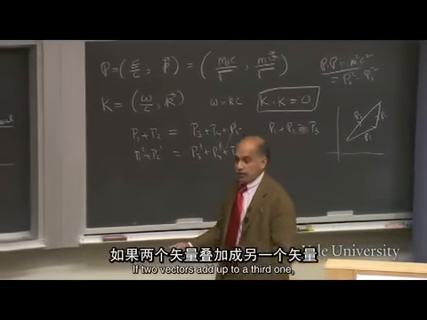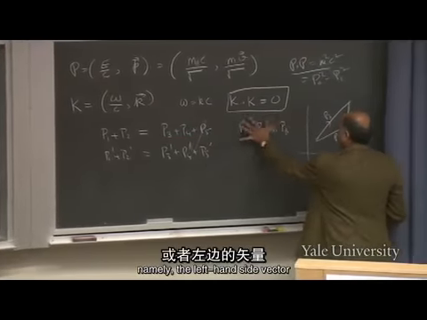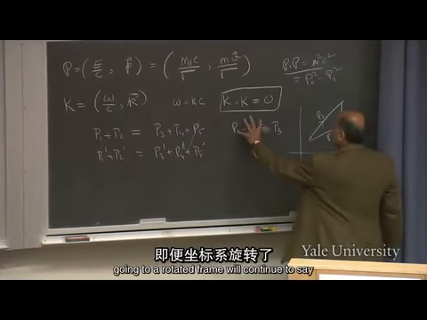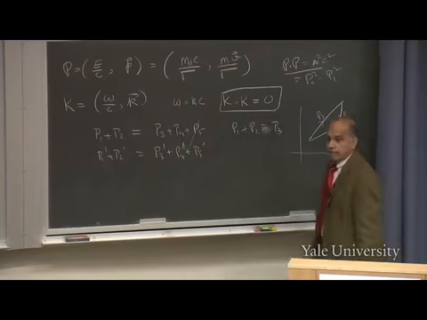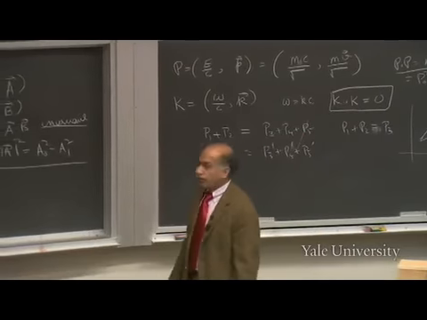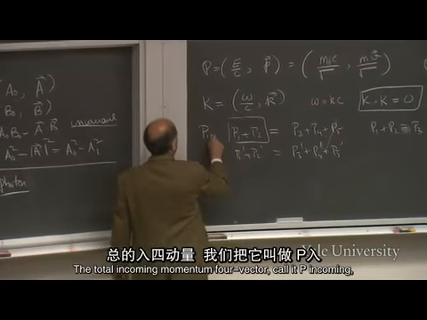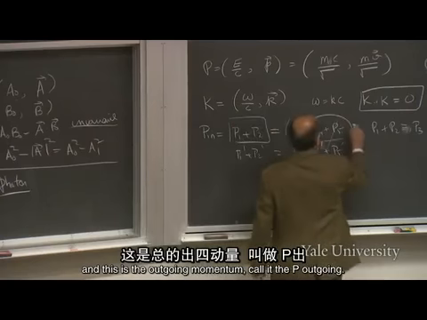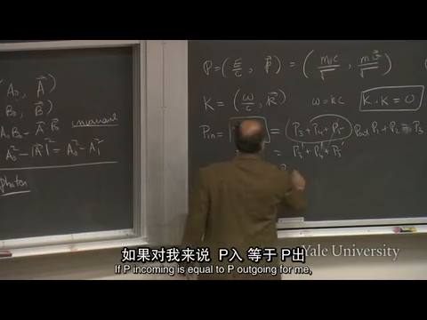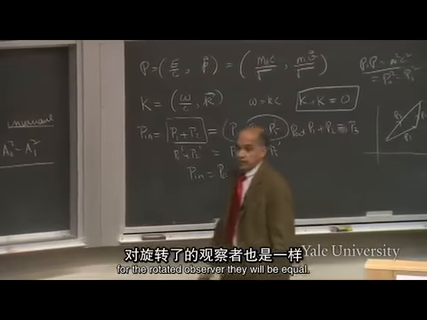If two vectors add up to a third one, namely, if the left-hand side vector is equal to the right-hand side vector, going to a rotated frame will continue to say that the rotated vector is equal to the rotated vector. That's because equal vectors upon rotation will remain equal vectors. That's the whole point. The total incoming momentum 4 vector, call it P incoming, and this is the outgoing momentum, call it P outgoing. If P incoming is equal to P outgoing for me, so two vectors are equal in space-time, for a rotated observer, they will be equal.